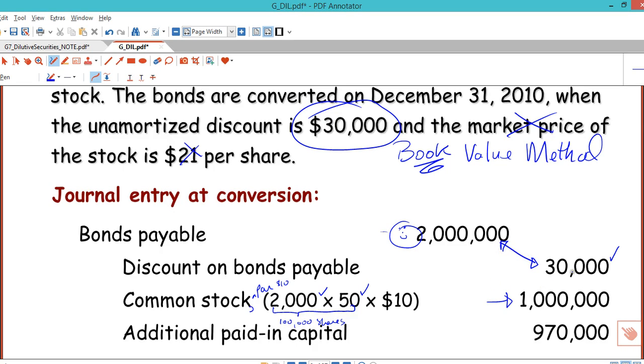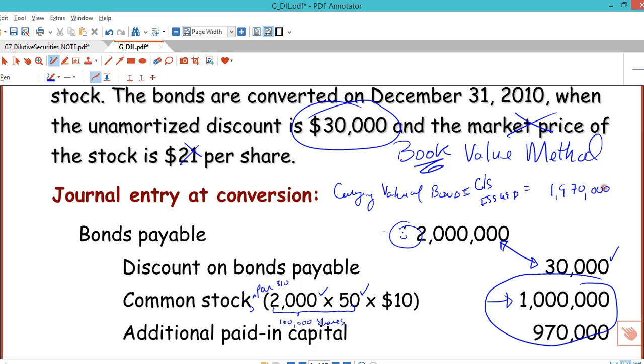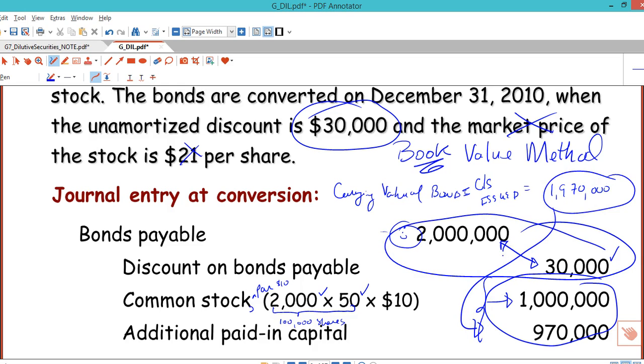2 million less 30,000 is 1.97 million. So this is the carrying value of the bond equals the common stock issued, which in this particular case is 1.97 million. Okay, so these two here are 1.97 million, and these two here are 1.97 million. Whenever you know the carrying value of the bond, you instantly know the book value of the stock being issued.